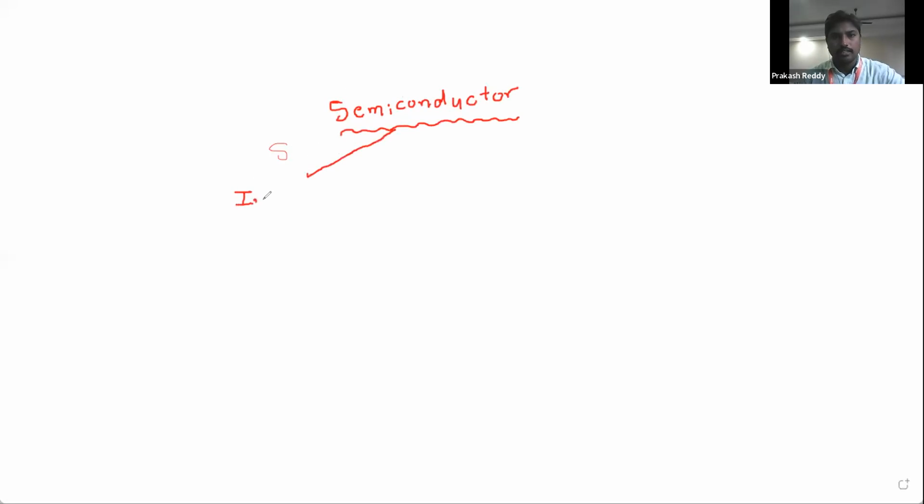One is intrinsic, and coming to the second, the impure form, extrinsic semiconductors. Coming to the intrinsic semiconductors, we already learned about them. When the semiconductor is in the pure form, we call it intrinsic. Examples of pure form are germanium and silicon, only the two.